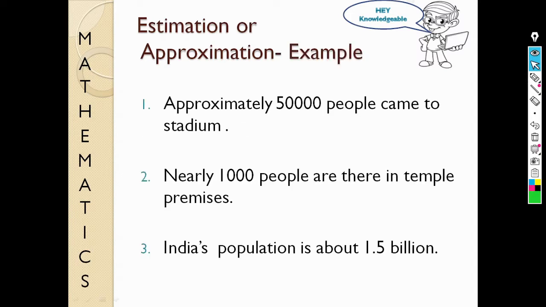So let's see some examples of estimation or approximation. If somebody is telling that approximately 50,000 people came to the stadium, surely the number of people could be lesser or more than 50,000. In the same way, if somebody is telling nearly 1,000 people are there in the temple premises, this could not be the exact number. This could be nearer to the number of people existing in the temple premises. In the same way, another example: the Indian population is about 1.5 billion, right? So these are examples of estimation or approximation.